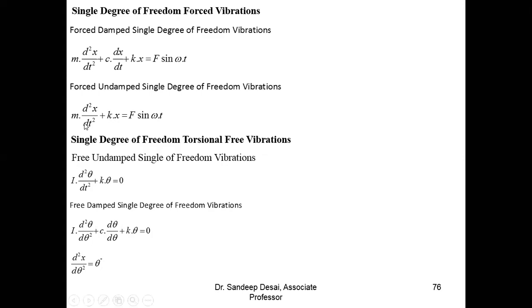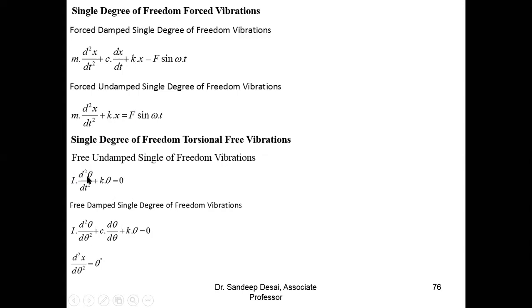Here, instead of linear displacement, it will be angular displacement theta. So x is replaced by theta. Instead of d square x by dt square, it is d square theta by dt square. Instead of mass, it will be moment of inertia I. And instead of the linear stiffness of the spring, it will be torsional stiffness. This is also k, but the earlier one is the linear stiffness of the spring, and this is the torsional stiffness of the shaft.